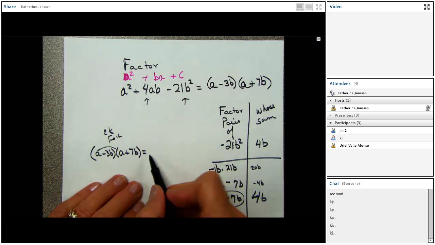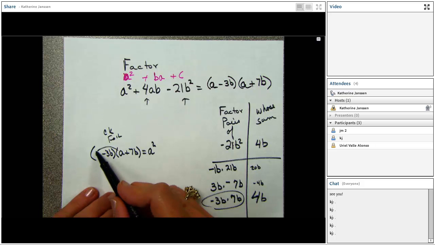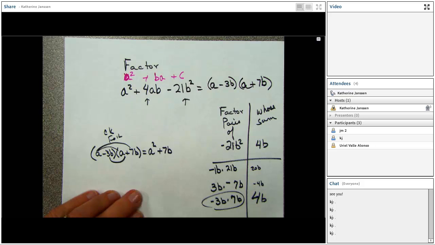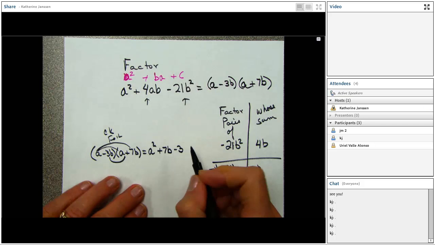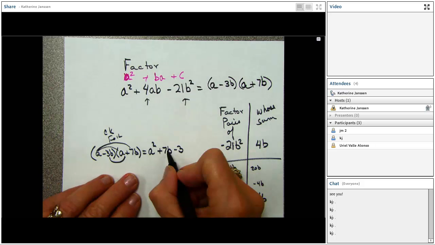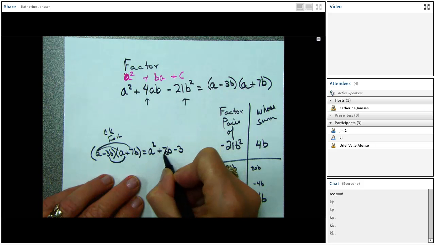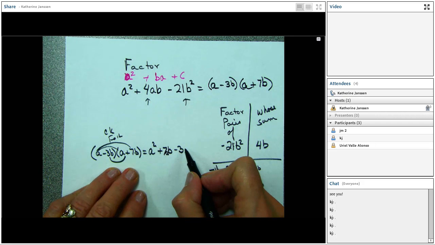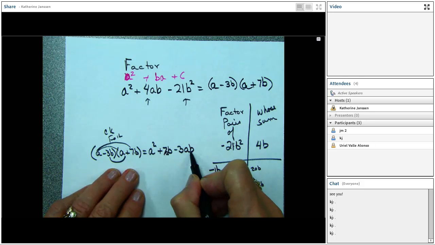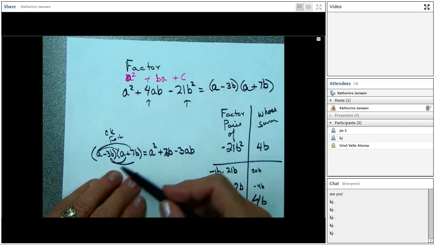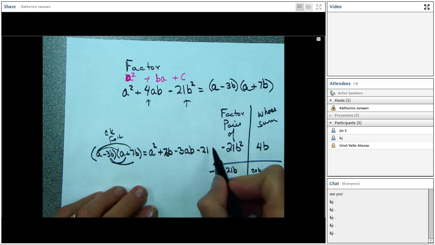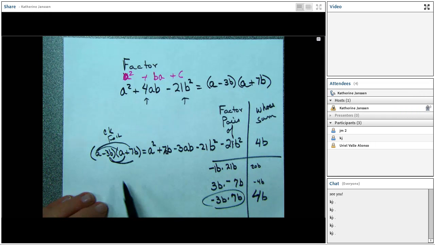First two terms are going to be a squared. Outer terms, a times 7b is going to be 7ab. Inner terms, a negative 3b times a is going to be a negative 3ab. In my last terms, a negative 3b times a positive 7b is going to be negative 21, and b times b is b squared. Let's check.